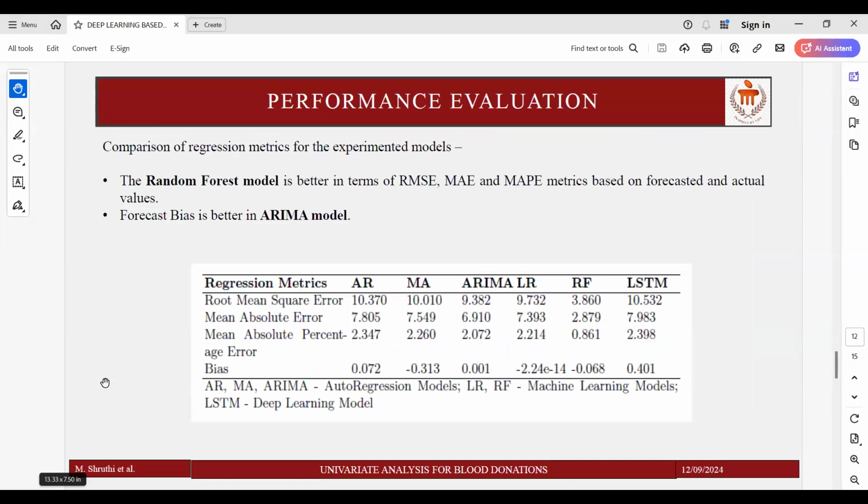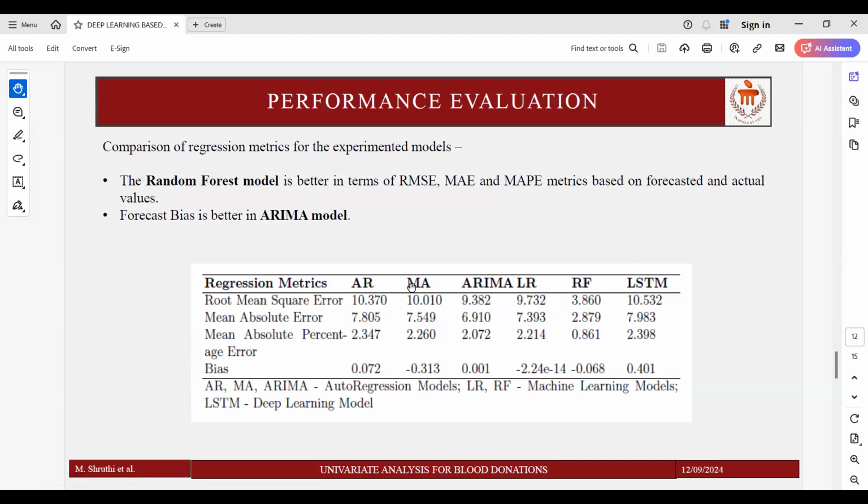Finally, with these experimentations, performance evaluation was done using regression metrics. There are different regression metrics like root mean square error, which is the square root of the mean square error. Mean square error is the difference between the actual and the forecasted value, squared. So the higher the error, the more the penalty. Then we have mean absolute error, where the absolute value of the difference between the actual and the forecasted value is taken. The percentage value is mean absolute percentage error. And we have bias, which is the value difference between the actual and the forecasted values.